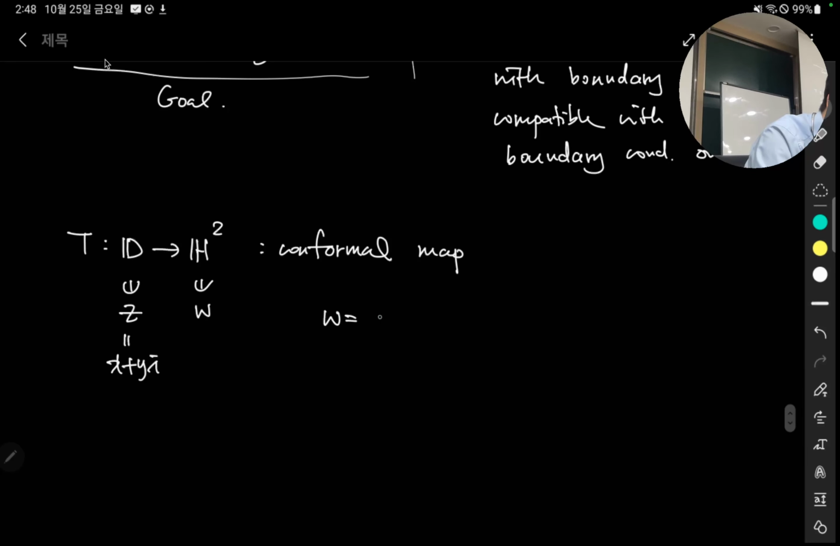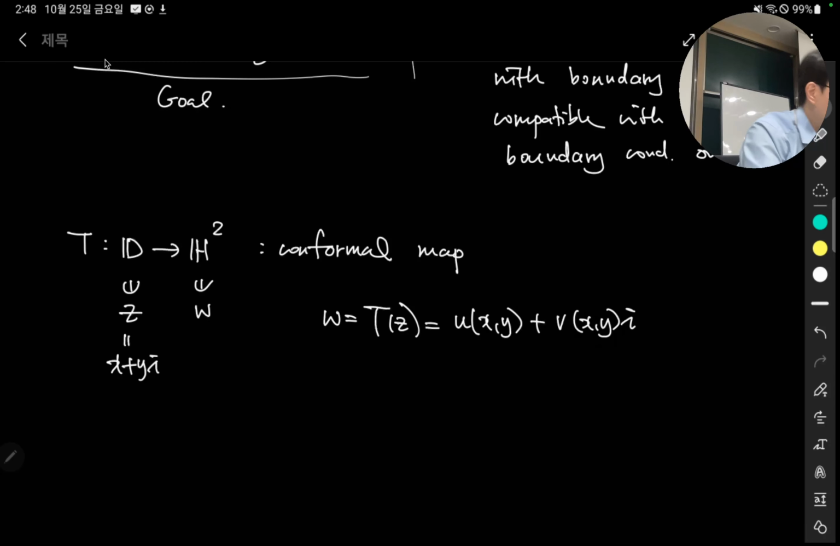So if w equals T(z), it's going to be some u(x, y) plus v(x, y)i. So u is the real part of w and v is the imaginary part of w. They are both functions of x and y, where x and y are the real and imaginary parts of z. So I want to find the formulas of u and v. So what's the requirement here?